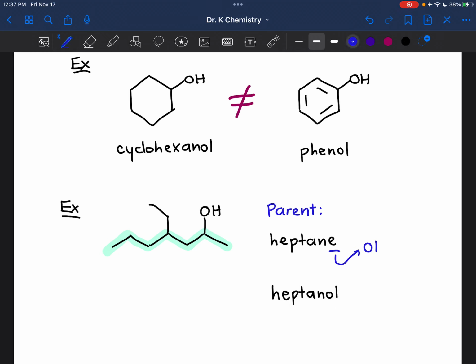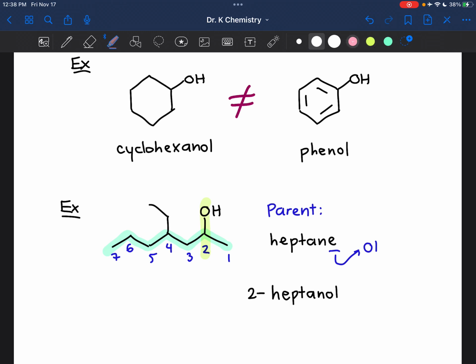And then I do need to indicate numerically where that OH group appears, and I'm going to number right to left to give the OH group the lowest possible number. And since the OH group is on carbon 2, I'm going to call this 2-heptanol.